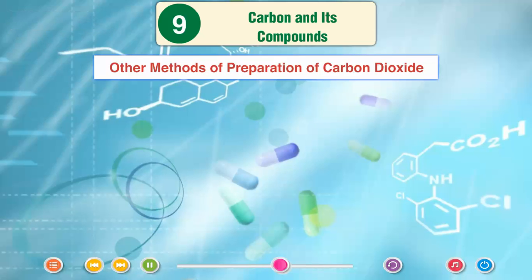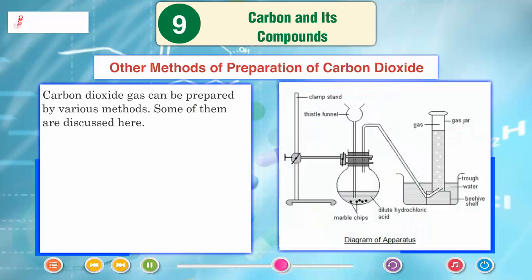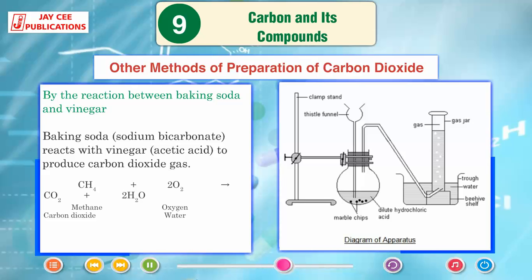Other methods of preparation of carbon dioxide. Carbon dioxide gas can be prepared by various methods. Some of them are discussed here. By the reaction between baking soda and vinegar: baking soda or sodium bicarbonate reacts with vinegar, acetic acid, to produce carbon dioxide gas. NaHCO3 + CH3COOH → CH3COONa + CO2 + H2O.